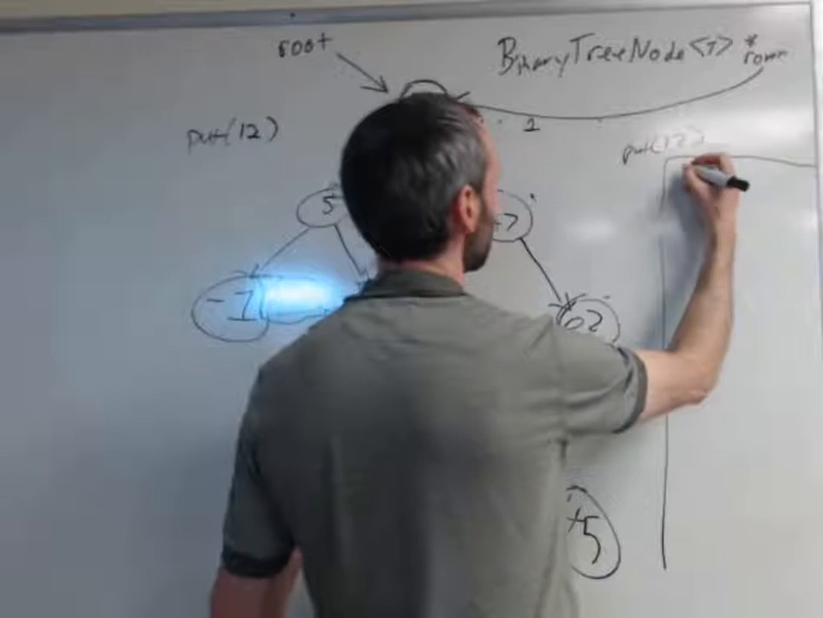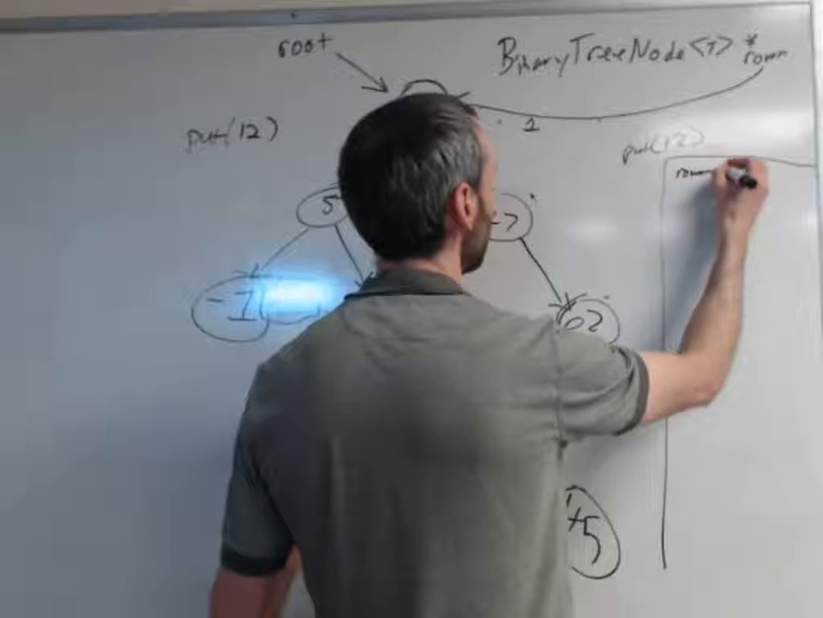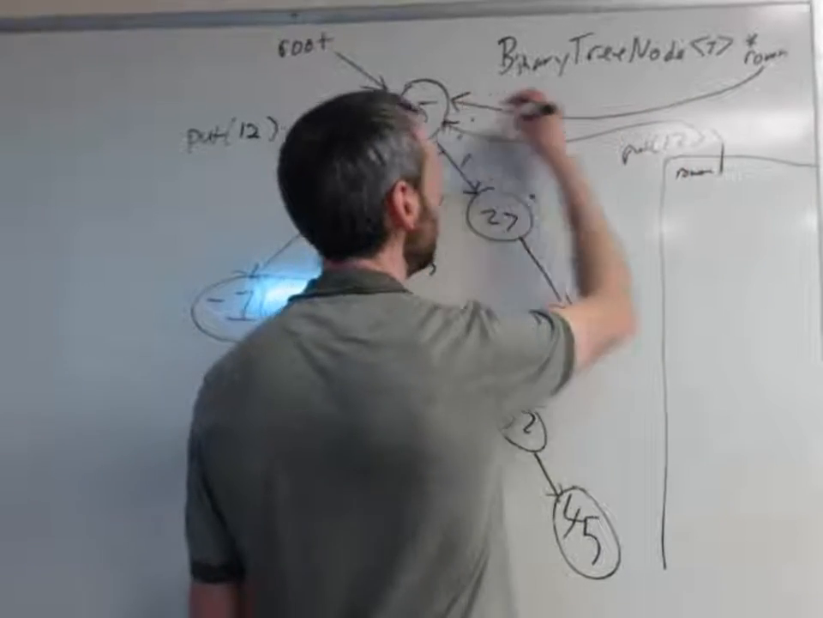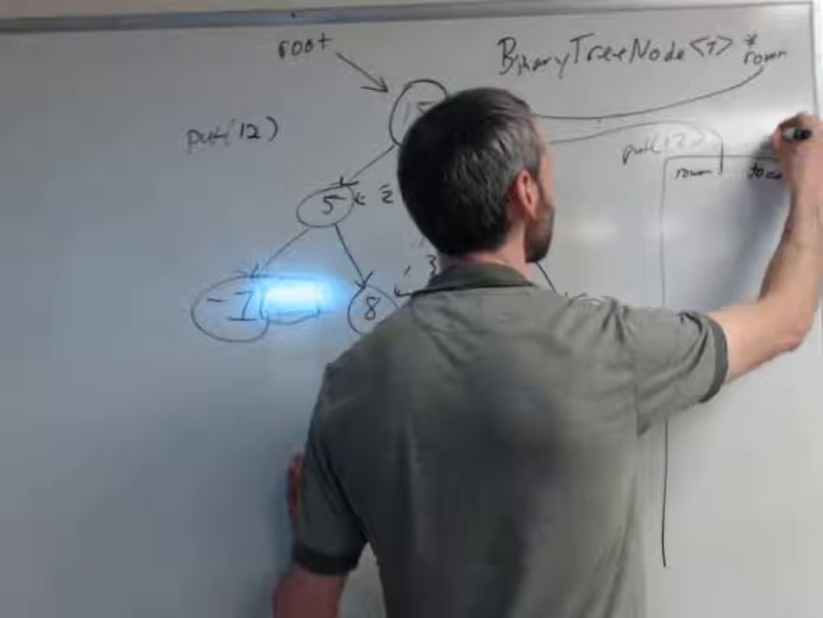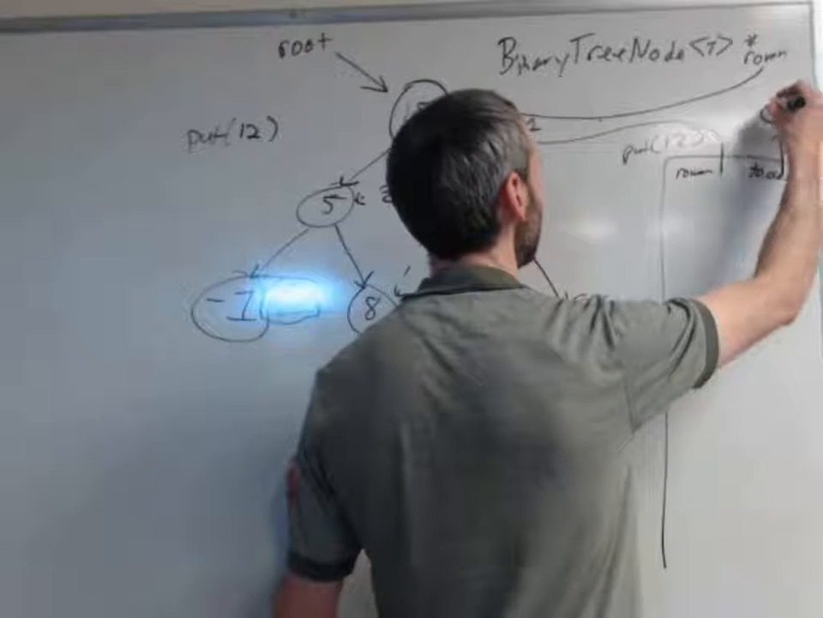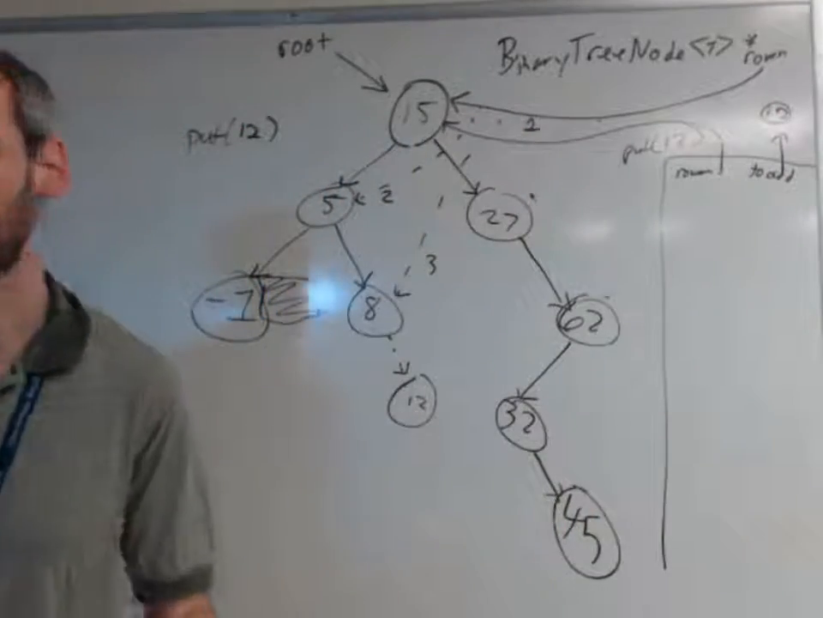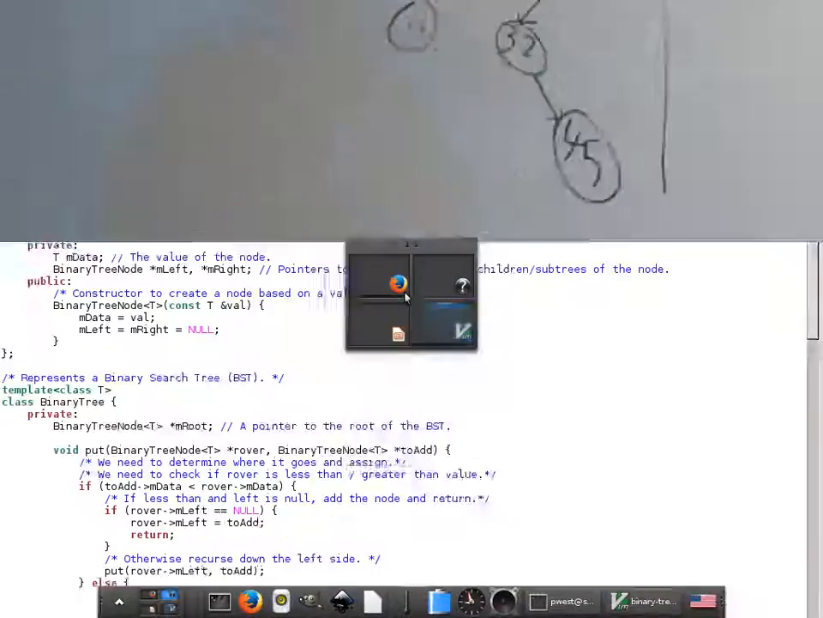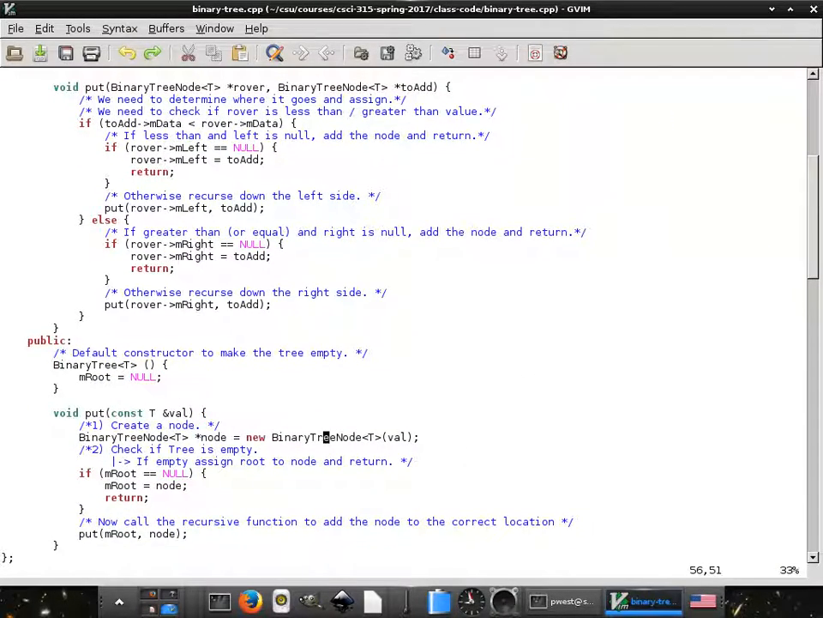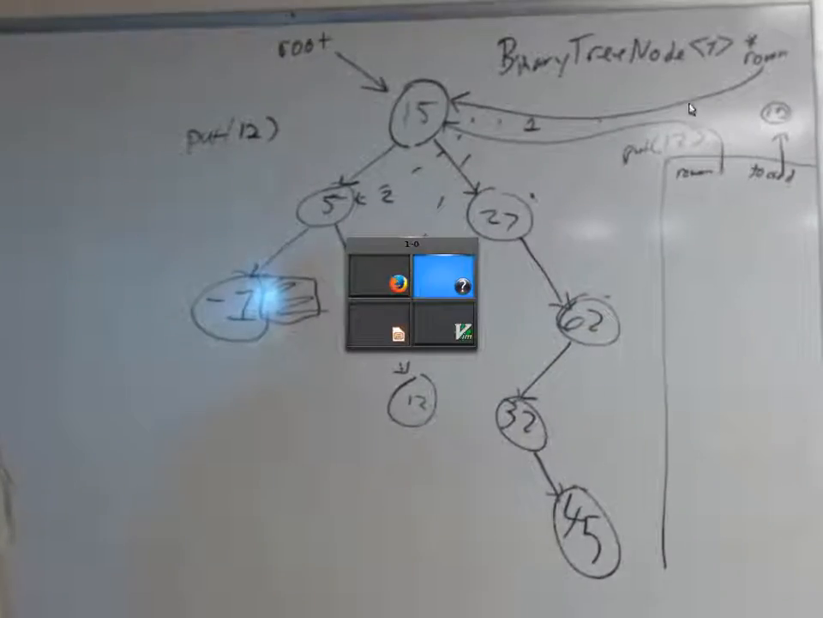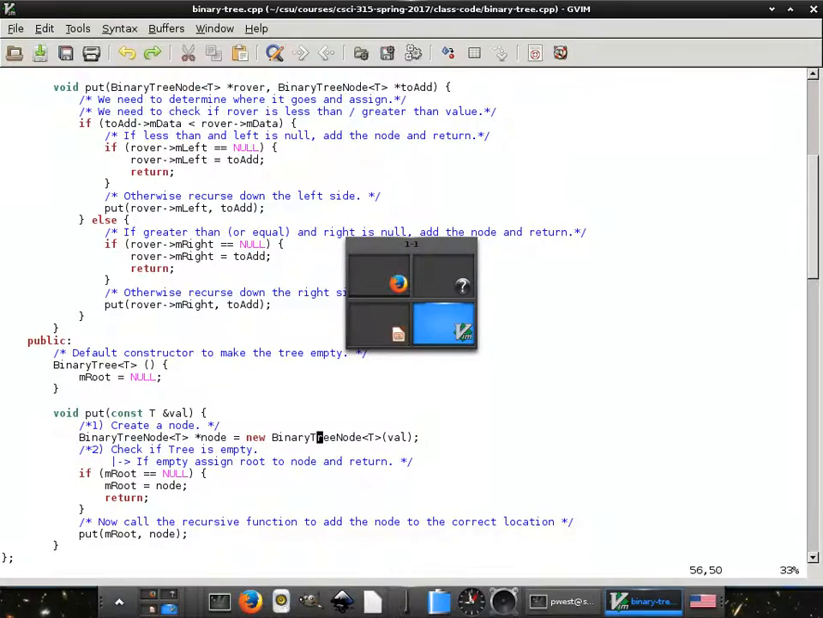So when you first call it, you have rover pointing to 15, and to add pointing to some node that contains 12. Let me map over to the code to show you what that means. When you first call put, which is down here, we create that node. Right here, I'm calling it to add. So there's that node that we just created up there.